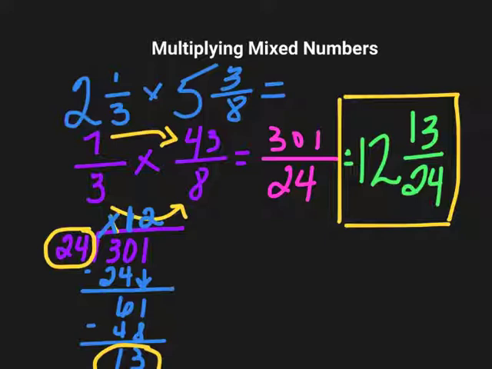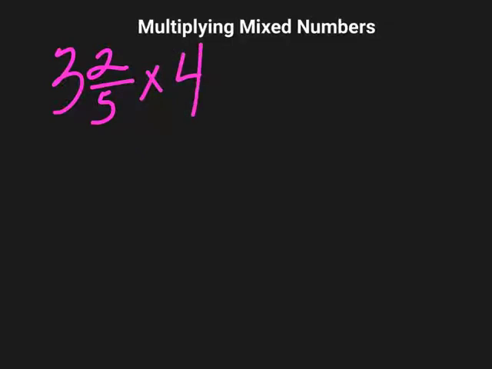I'm going to do another example of multiplying mixed numbers for you. With this one, we're going to start off with the mixed numbers 3 2/5 multiplied by 4 1/6. Just like with the previous problem, since these are mixed numbers, we need to change them into improper fractions, and then we're able to multiply them.